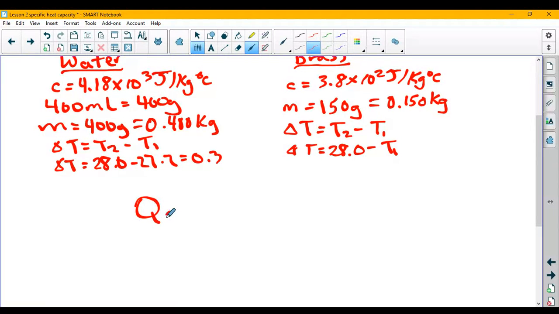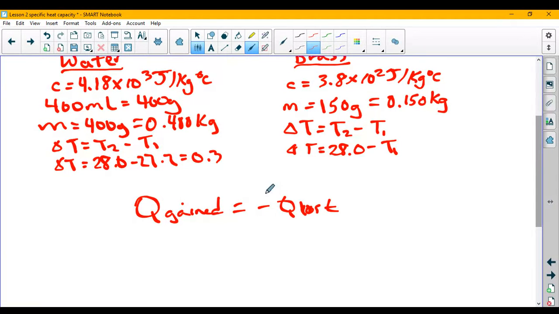Now I have my information organized. I can say that the Q gained is equal to the Q lost, but I have to make it equal to the negative Q lost because numerically, whatever this lost by the one is gained by the other, but one will be a negative number and one will be a positive number, which is what this negative is going to fix. So I'm going to put my MC delta T values for my water on one side and for my brass on the other.